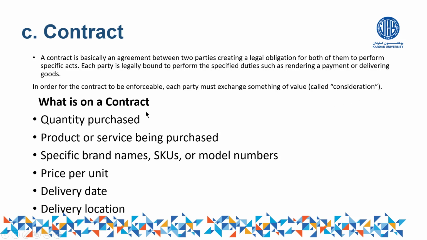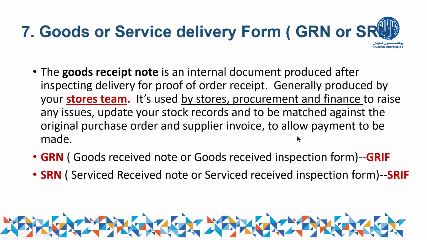So what comes in the contract? Quantity purchased, the product or the service being purchased, a specific brand name, and so on. Like the purchase order. So this is, of course, also one of the methods of purchase which they have. The next step is, of course, the goods or service delivery form.